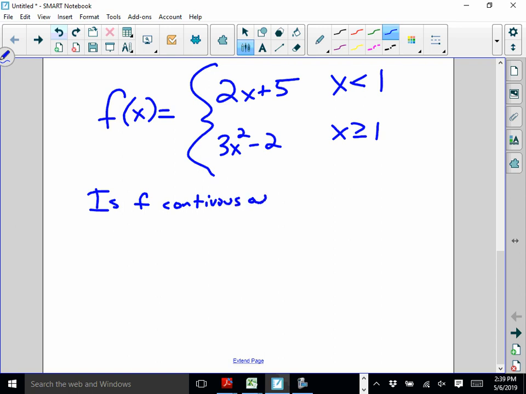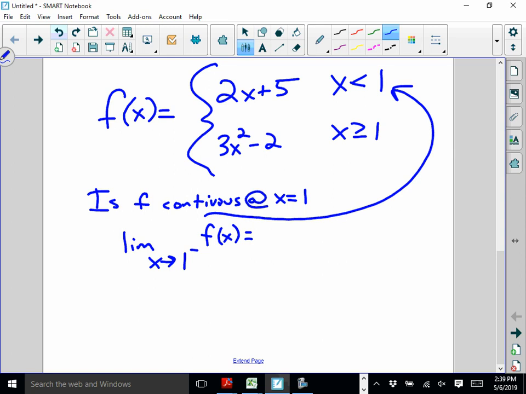Okay. Well, again, to tell if it's continuous at x equals 1, if this was a free response question, we'd have to show our good notation. So the first thing I'd go after is the limit. First off, I'm going to figure out the limit as x goes to 1. I'm going to figure out the left-hand limit as it approaches 1 from the left side. To do a left-hand limit, I'm going to plug into the one where x is less than 1. So that'll be 2 times 1 plus 5, which equals 7.